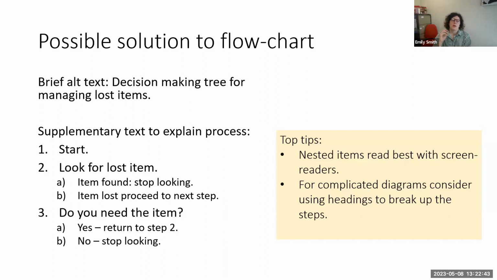Okay, so for our supplementary text, what we've got is a numbered list of the different steps of the process chart. And you'll see that I've used A and B for each option. So if you find the item, you're going to stop clicking. If the item is still lost, you're going to proceed to the next step. Now, when you're writing these process charts, it's best to do them in a nested format. So I've used the 1, 2, and 3, and then I've got my A and B for sort of subsections.